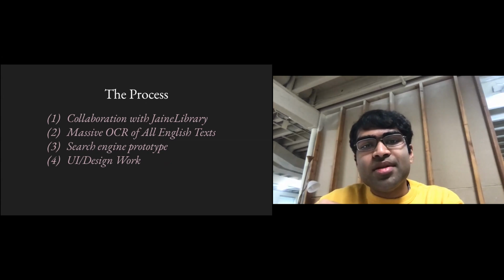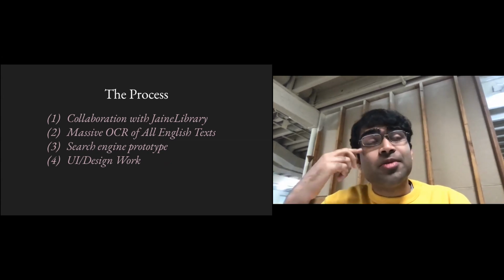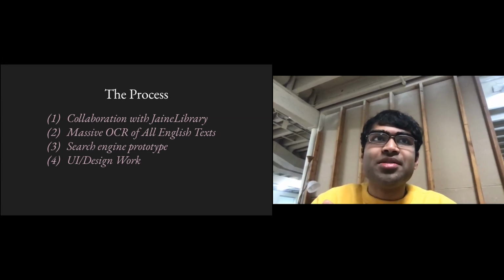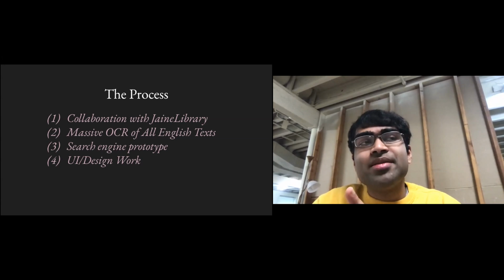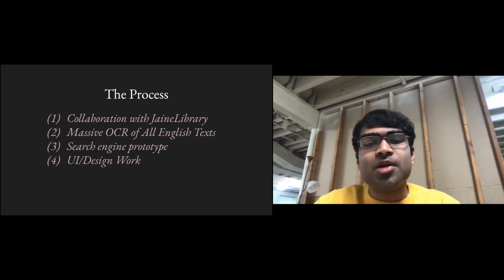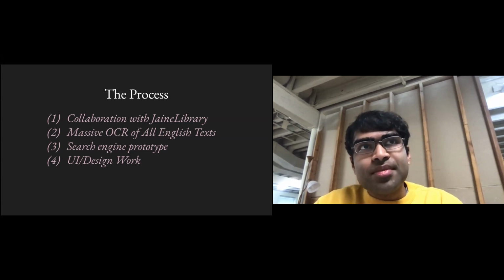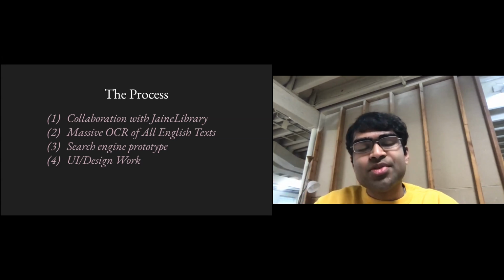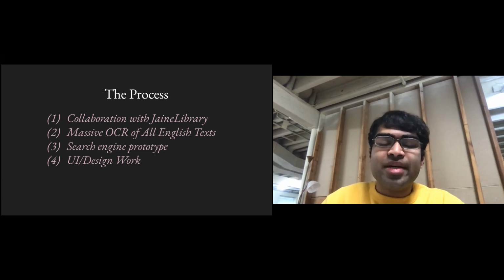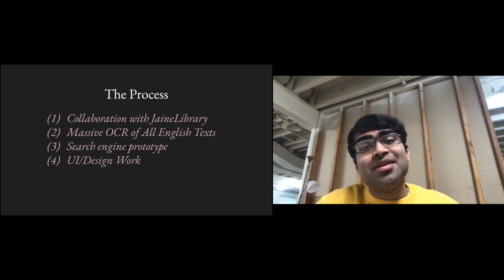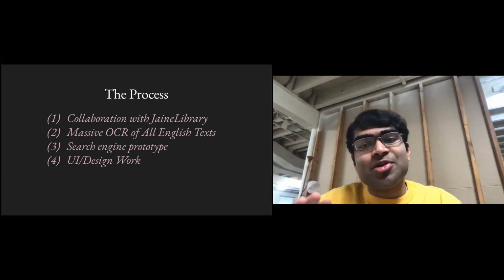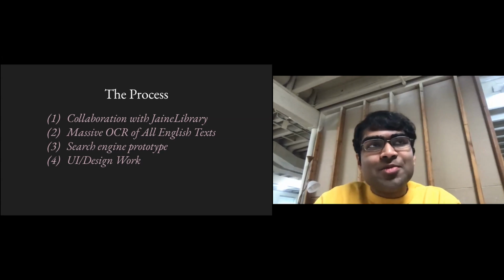So the first thing was the collaboration with Jain Library. I actually wasn't part of Jain Library before. I got to know about Jain Library a few years back, and they have a vast amount of information about Jain texts, and all of it is in the public domain. So I thought, why can't we take all this information and make it searchable? So I approached Jain Library and said, why can't we collaborate, and take all the books that we currently have on Jain Library, make them searchable, and OCR them. And that comes to the next step.